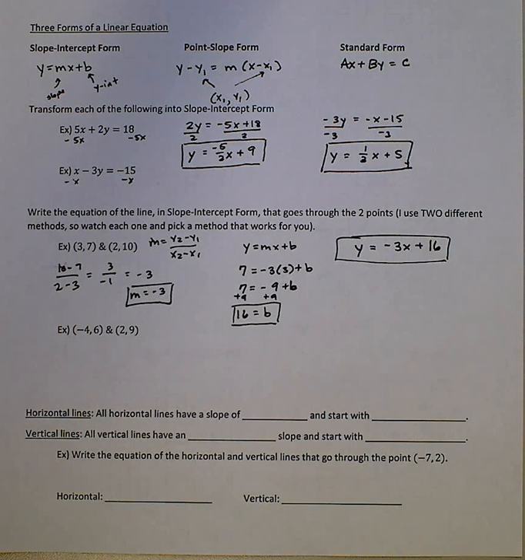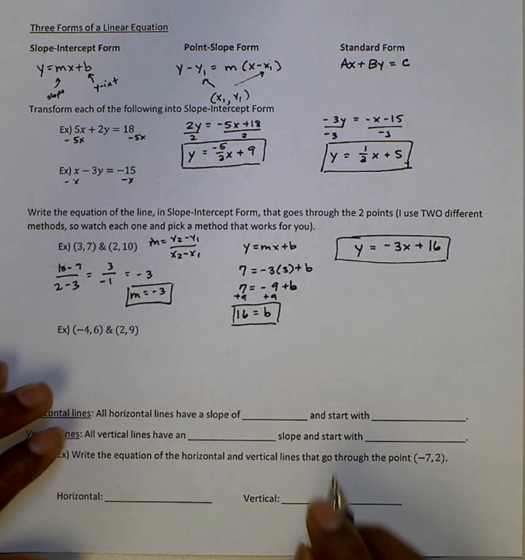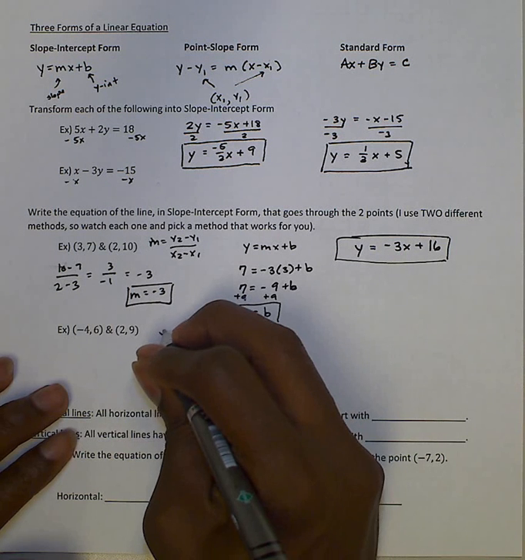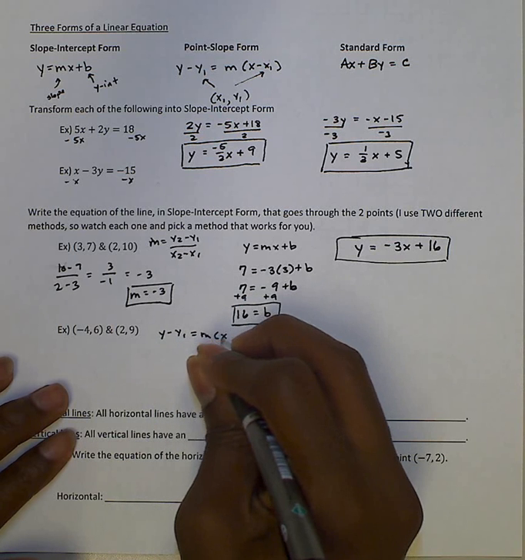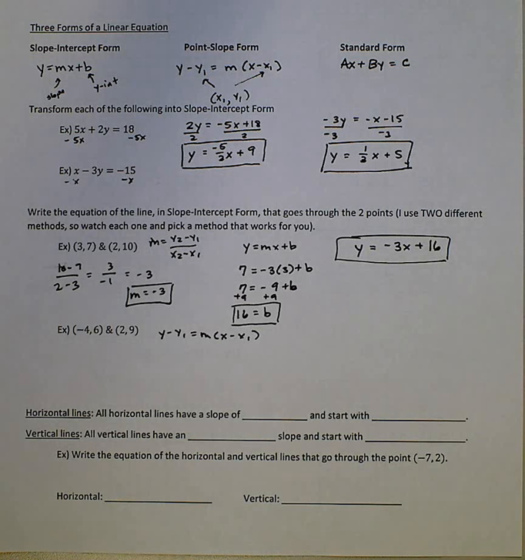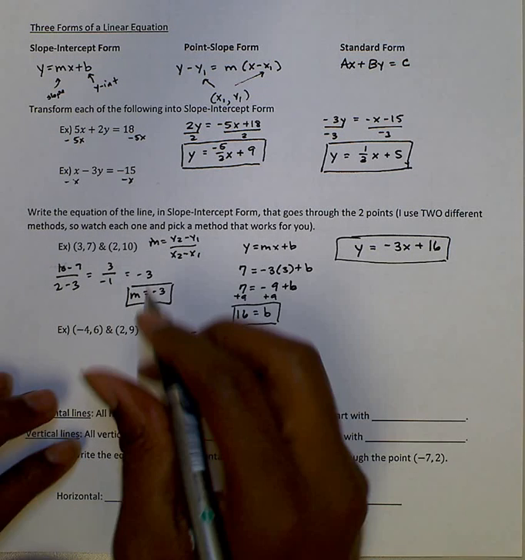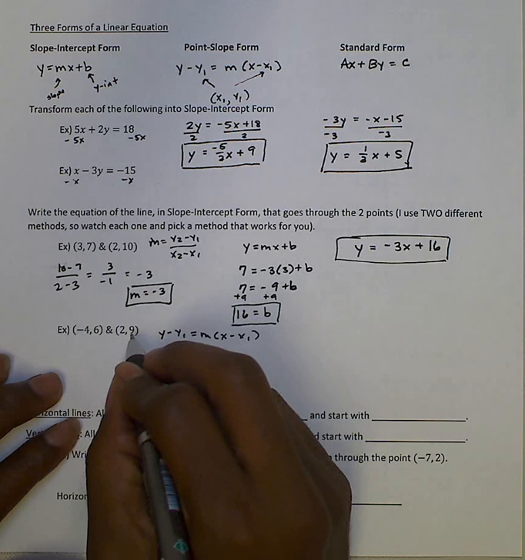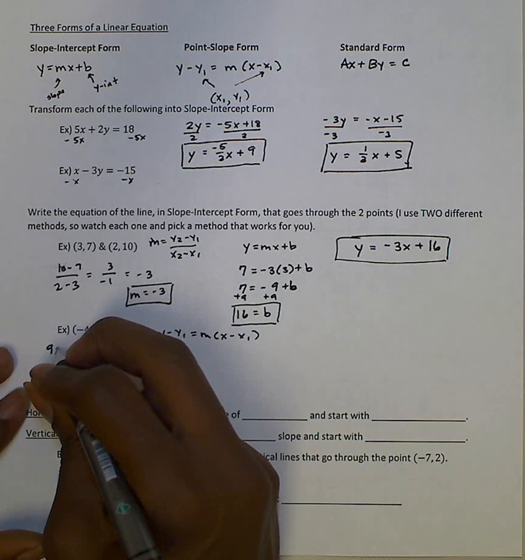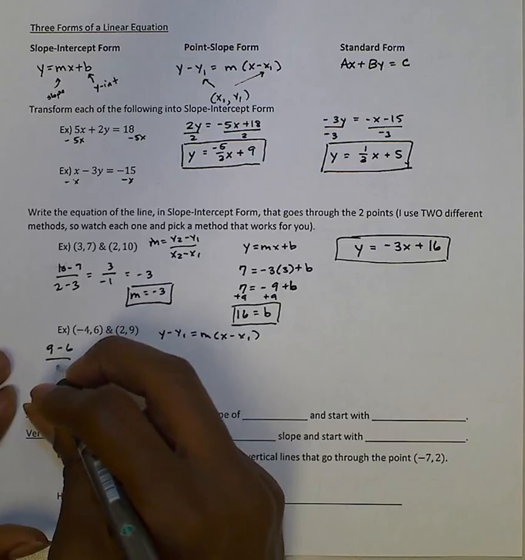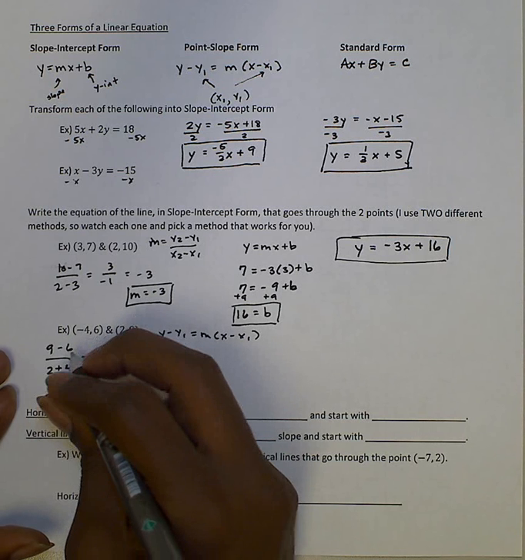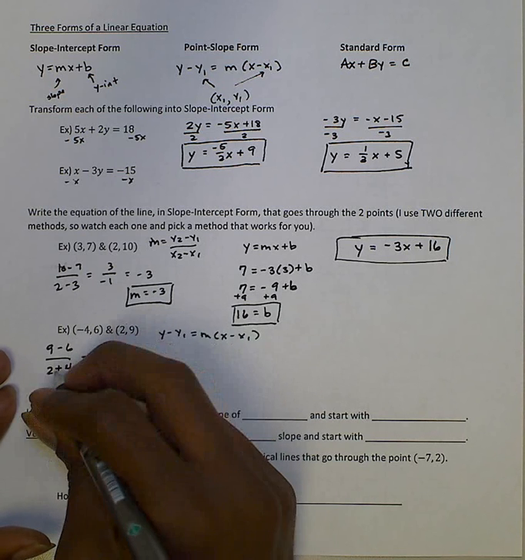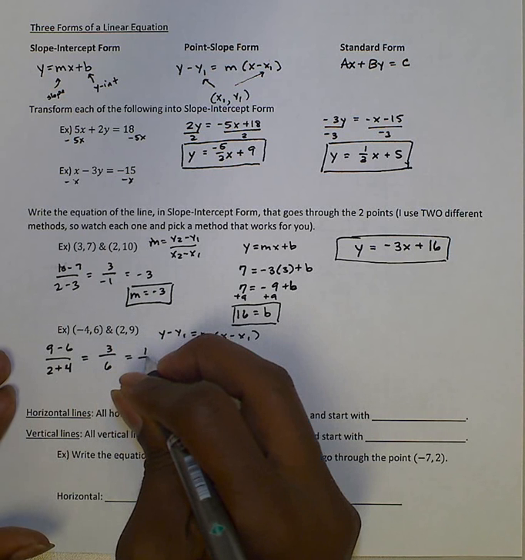That's one way that you can write the equation of a line that goes through 2 points. The other way that you can do it is you can use point-slope form. y minus y1 equals m, x minus x1. And after you use point-slope form, you can change it into slope-intercept form. But first things first, we still need to find the slope. y2, 9, minus y1, 6, over x2, 2, minus x1. So minus negative 4 will give us plus 4. So 9 minus 6 is 3, 2 plus 4 is 6, and that is 1/2. So I know my slope is 1/2.